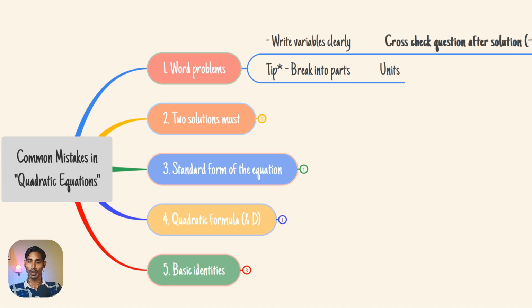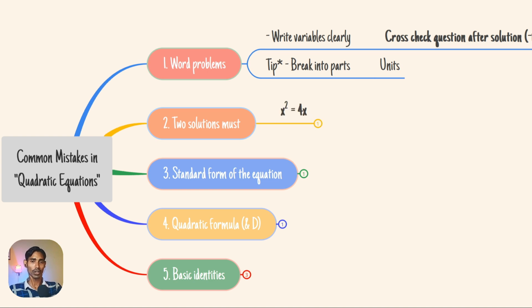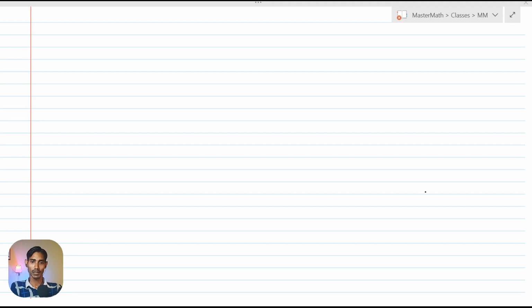Okay, now again, for the quadratic equations chapter, you should always get two solutions. This is compulsory. So suppose you get x square is equal to 4x. In order to solve that, x square is equal to 4x, don't just cancel it out. You can keep x square minus 4x on the left side and then solve this.